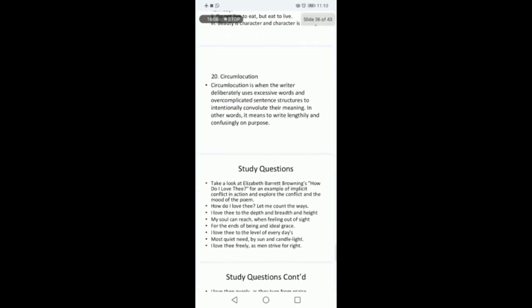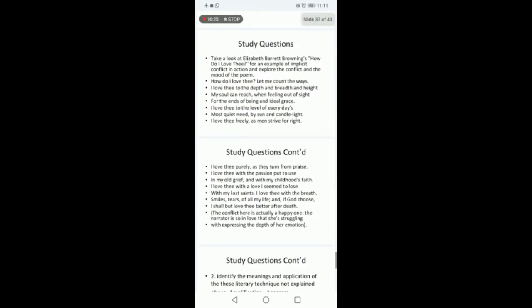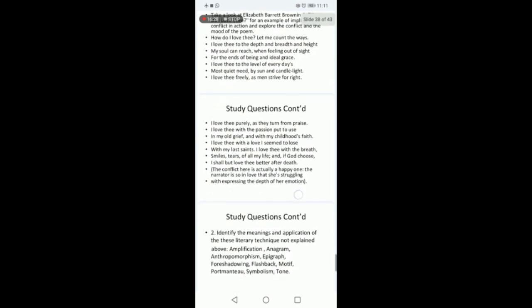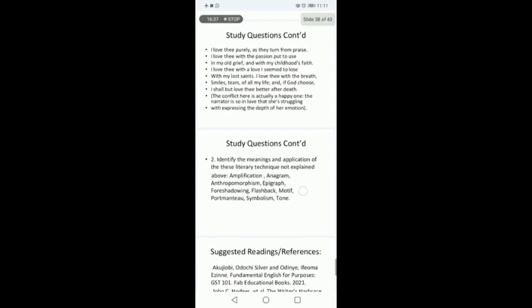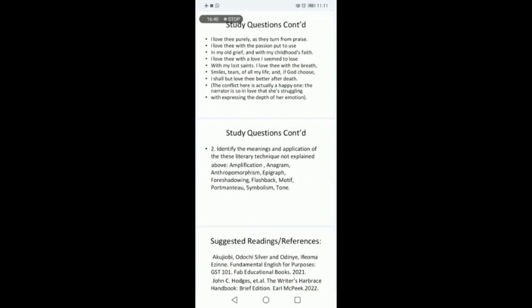So with this, we have been able to look at some of the literary techniques, which are not exhaustive here, so that in your own time, if you look at the study questions, you have the opportunity to learn some others on your own. You see amplification, anagram, anthropomorphism, epigram, foreshadowing, flashback, motif, portmanteau, symbolism, tone. These are some of them that you are expected to find out on your own.